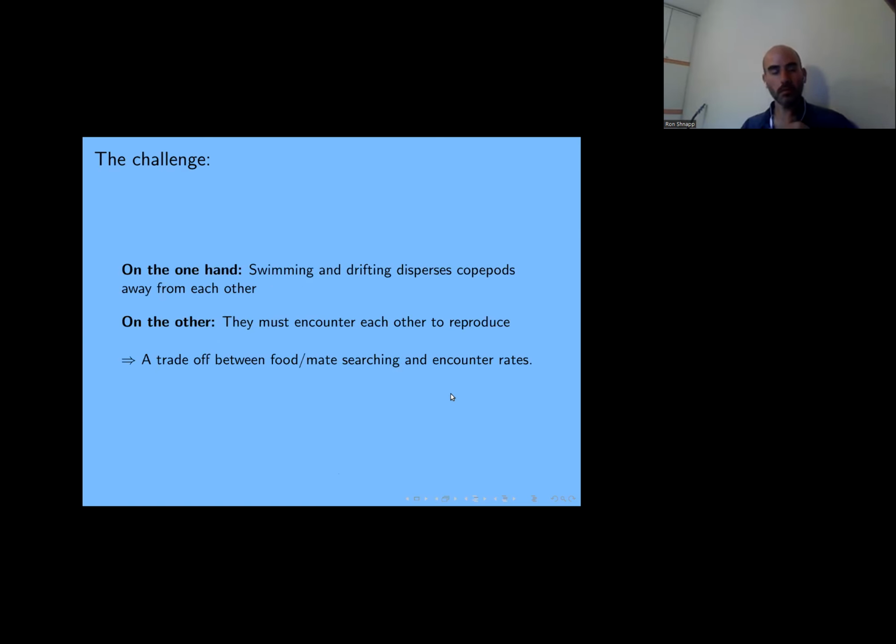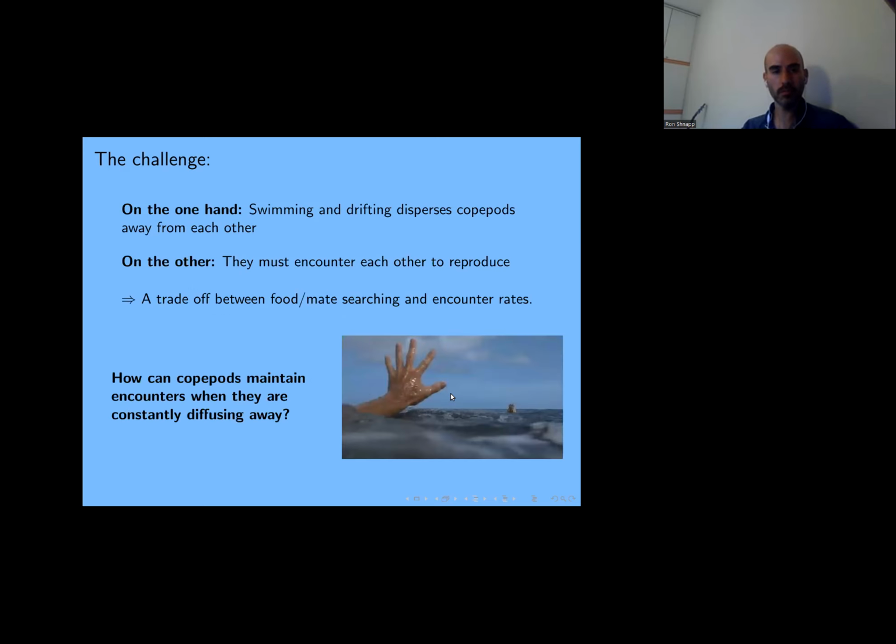So on the one hand, copepods swim around and they're being drifted and dispersed by the currents around them. But on the other hand, they must be able to encounter one another in order to reproduce. And they must be able to maintain these mating clusters. So their life is kind of a trade-off between searching for food and searching for mates while maintaining high encounter rates.